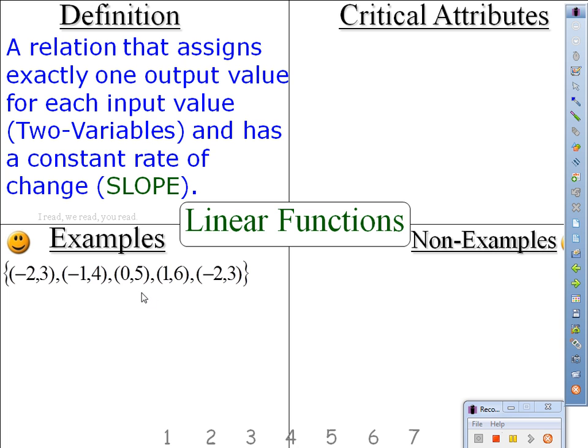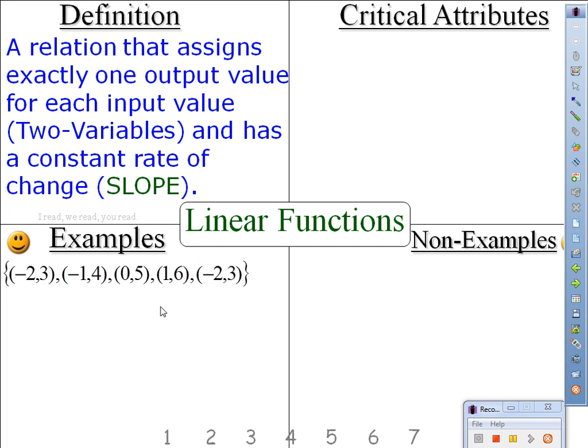What makes it a function is that first thing we do, we scan through it to see if we have any x values that repeat. Do we have any x values that repeat? Yes. Which one is that? The -2. Do you guys see that? -2 repeats here, and the other -2 is right here. To make sure it's a function, the y value has to be the same. What is the y value here? 3. What is the y value over here? 3. So therefore, this is a function.